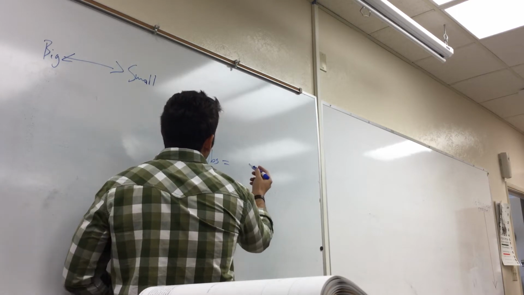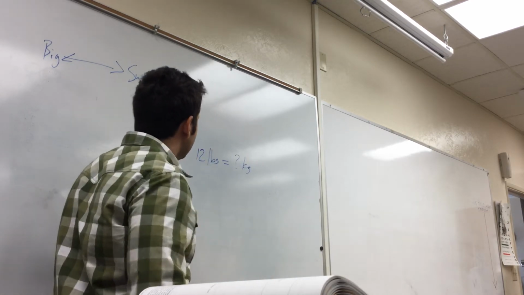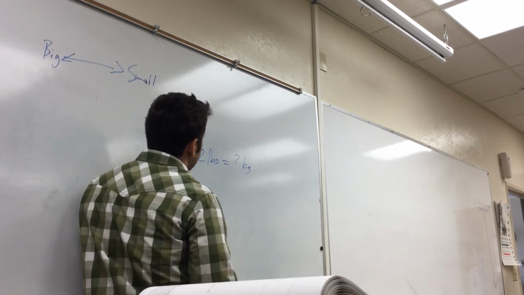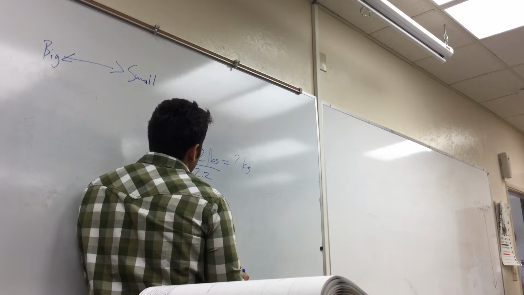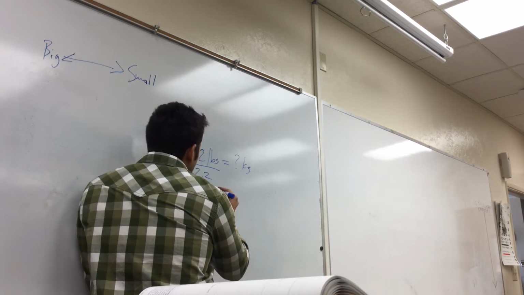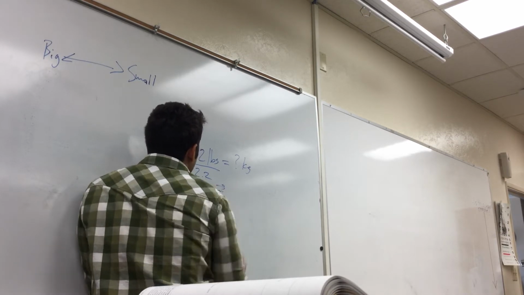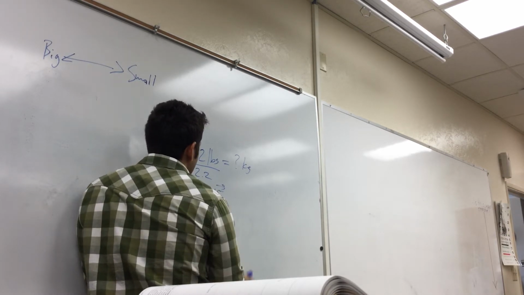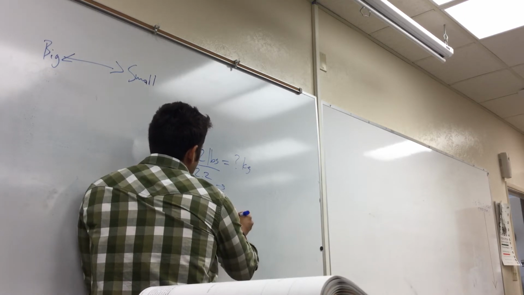So, 12 pounds is how many kilos? 12 divided by 2.2 is 5.45 continued. That's not a good answer though for us, right? No. So what is it? 5.5 kilograms.